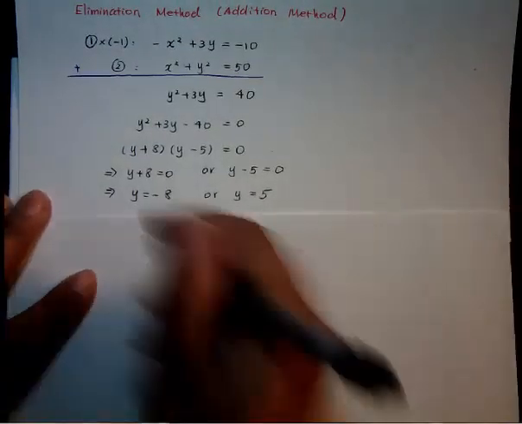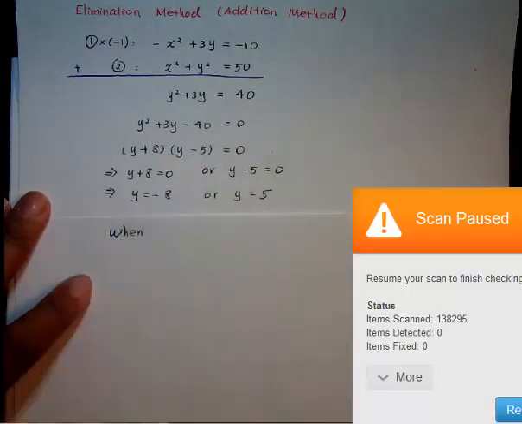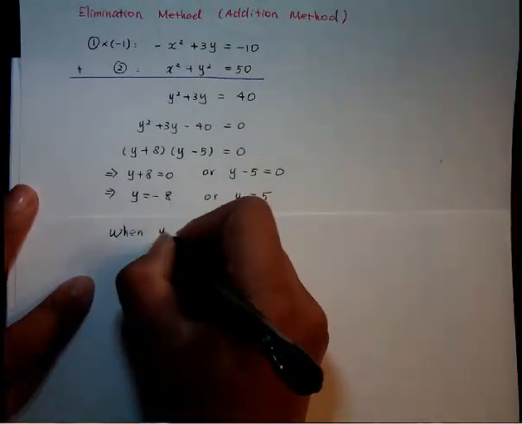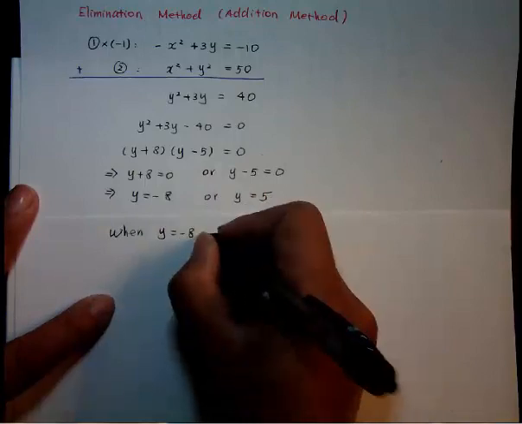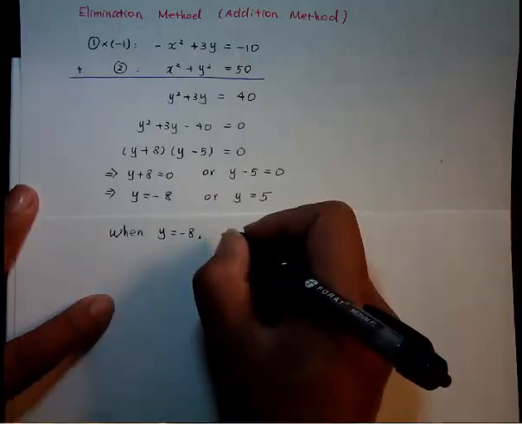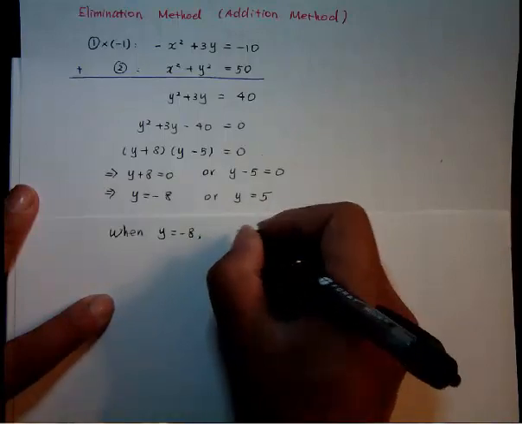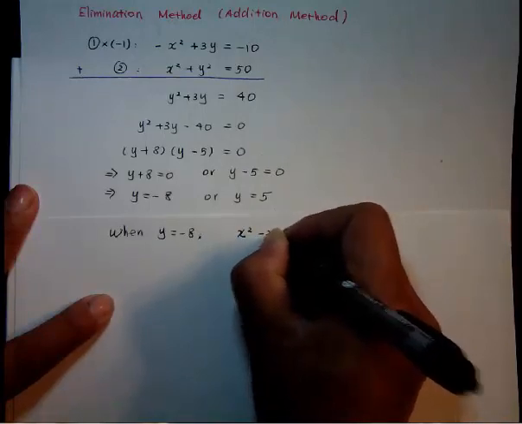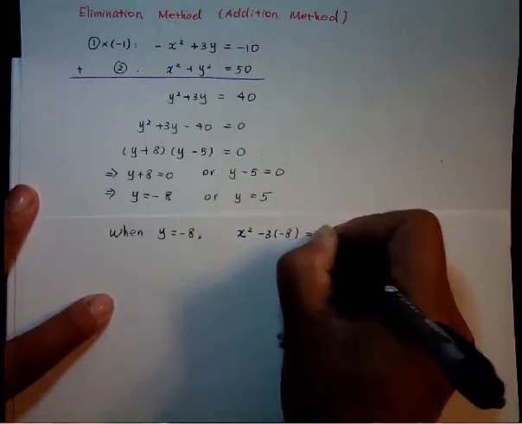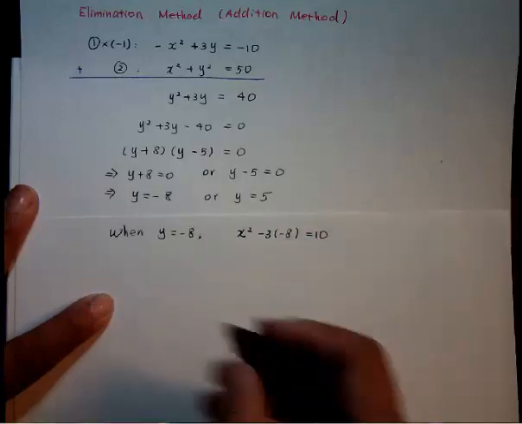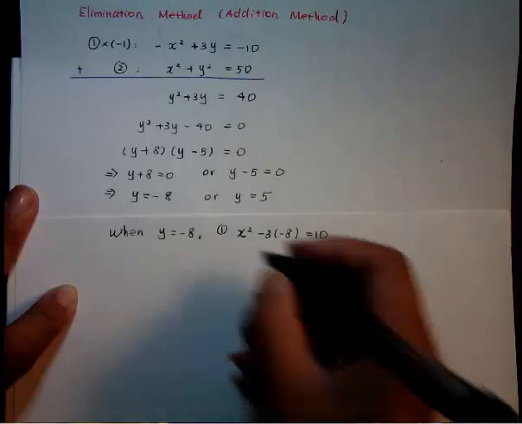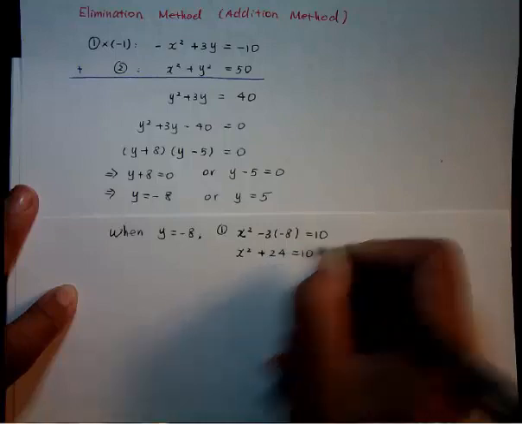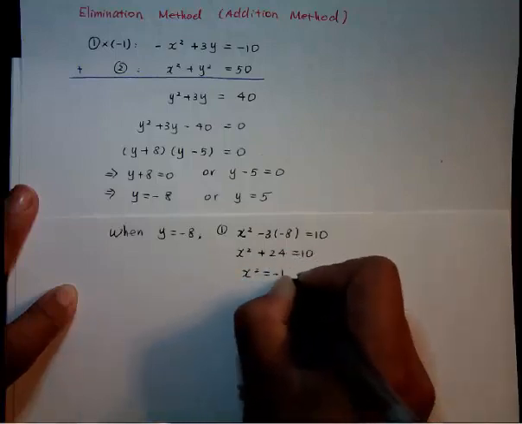You see when y is equal to -6, sorry for that. So when y equals -6, if I use equation 1 to solve for x, then we have x squared minus 3y equals 10. Okay, I'm using equation 1. Okay, x squared plus 24 equals 10. So from here, x squared equals -14. Right?